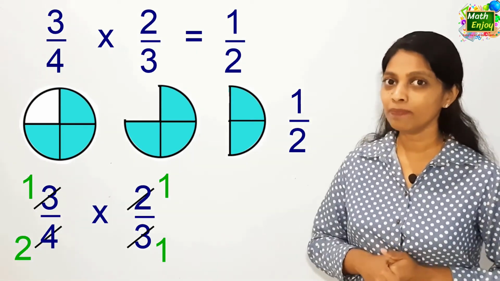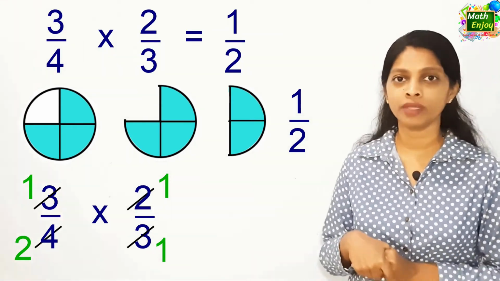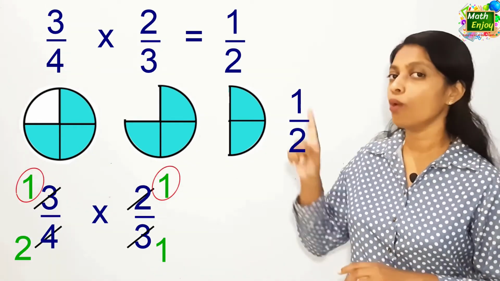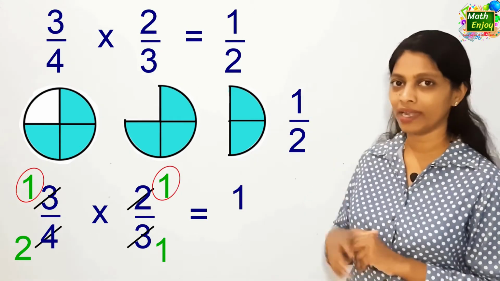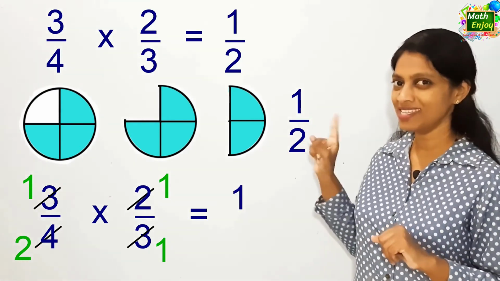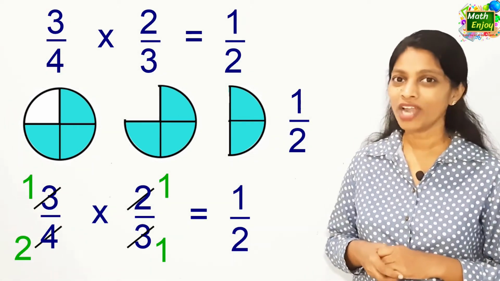So we will multiply the remaining numbers in the numerator. What are the remaining numbers in the numerator? 1 is remaining. 1 times 1 is 1. In the denominator, 2 and 1. 2 times 1 is 2. Answer is 1 over 2.